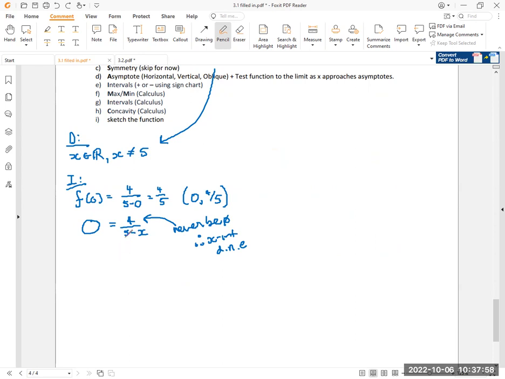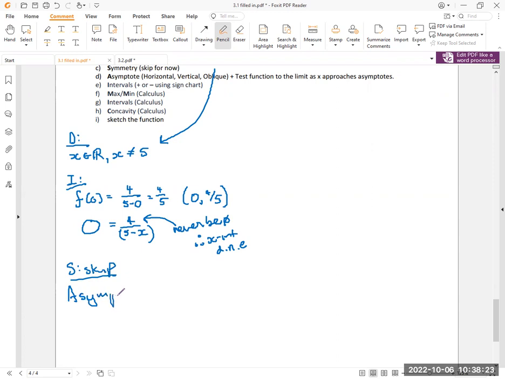Sure, by algebra, you're right. If I multiply both sides by 5 minus x, 0 times 5 minus x equals 4. 0 equals 4? That makes no sense. It's impossible. Therefore, it does not exist. No value of x will make this true. Symmetry, skip.